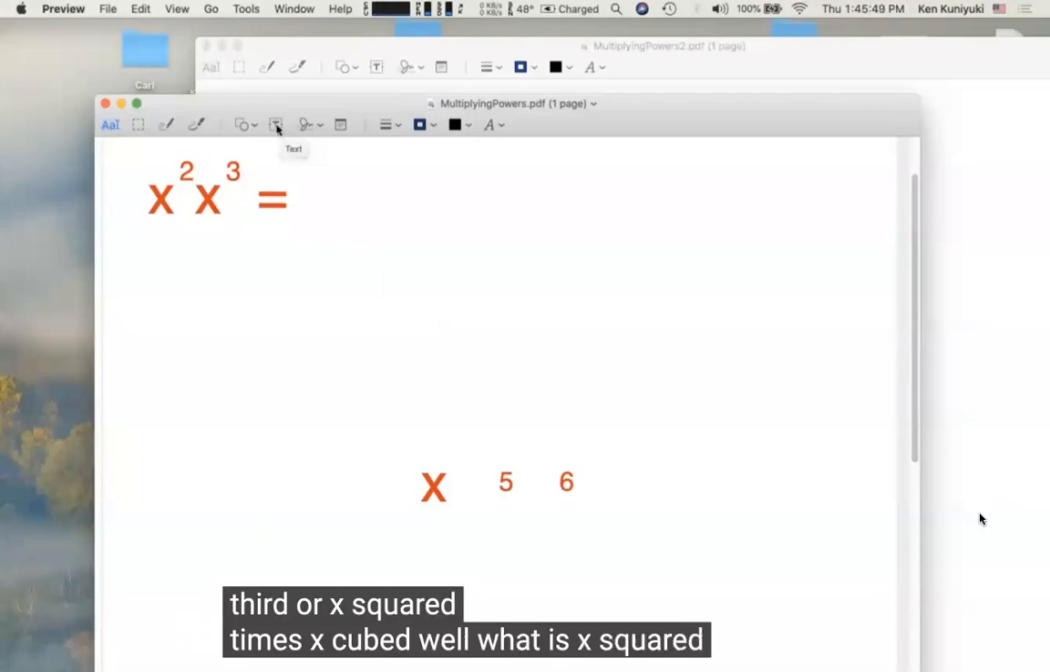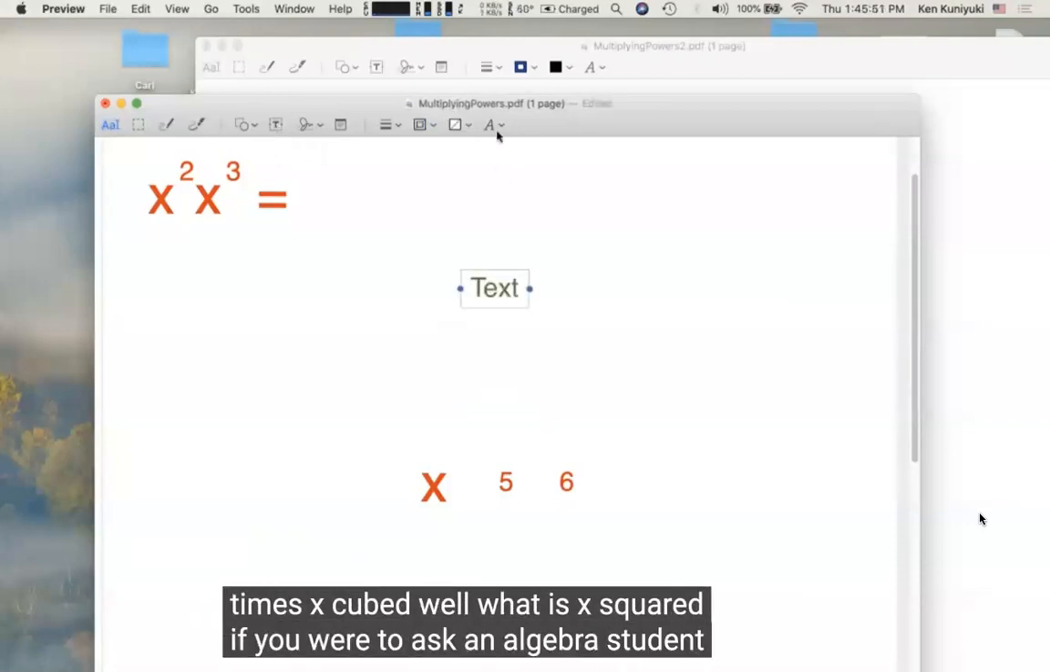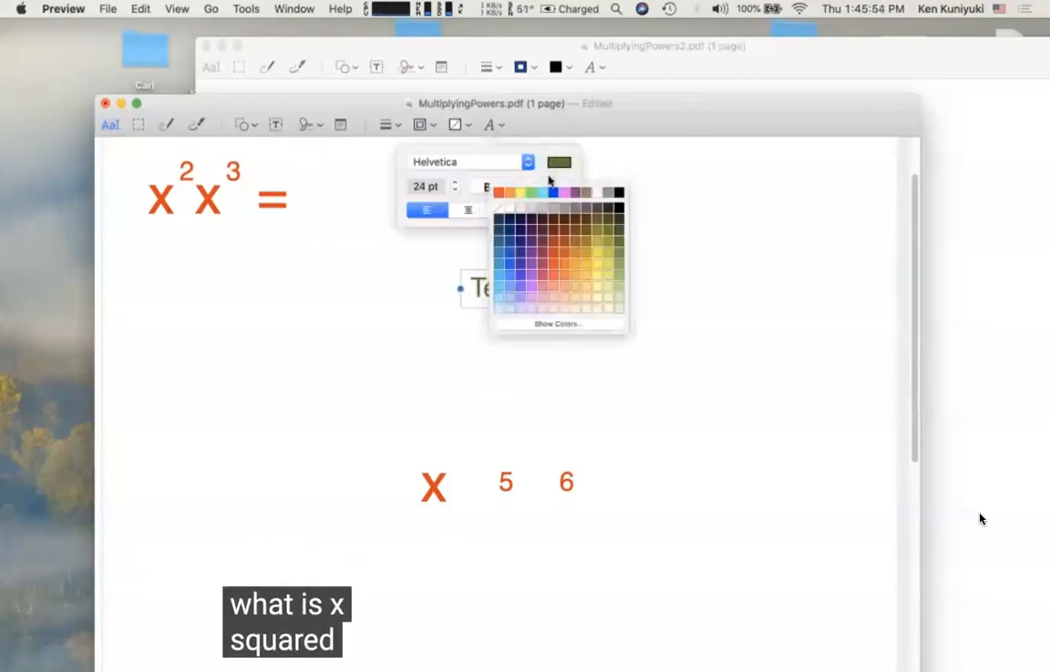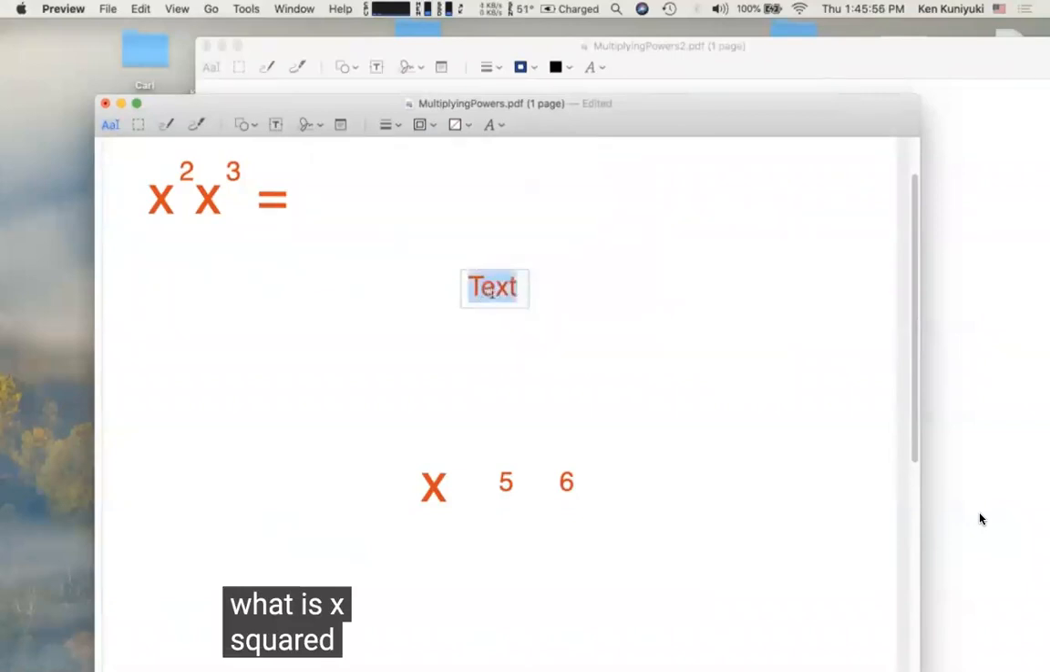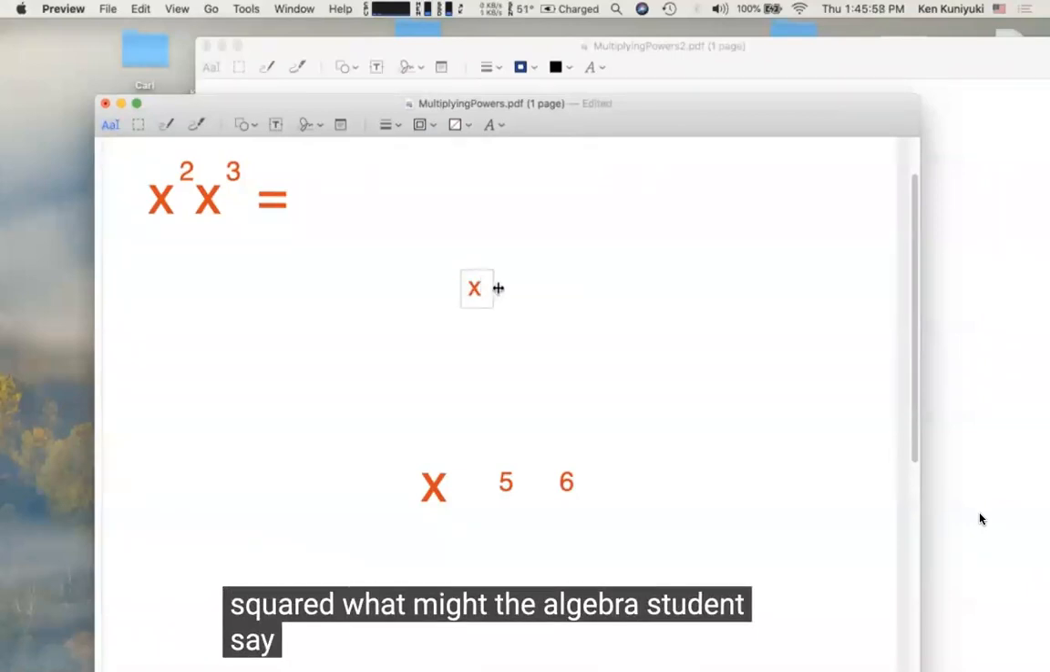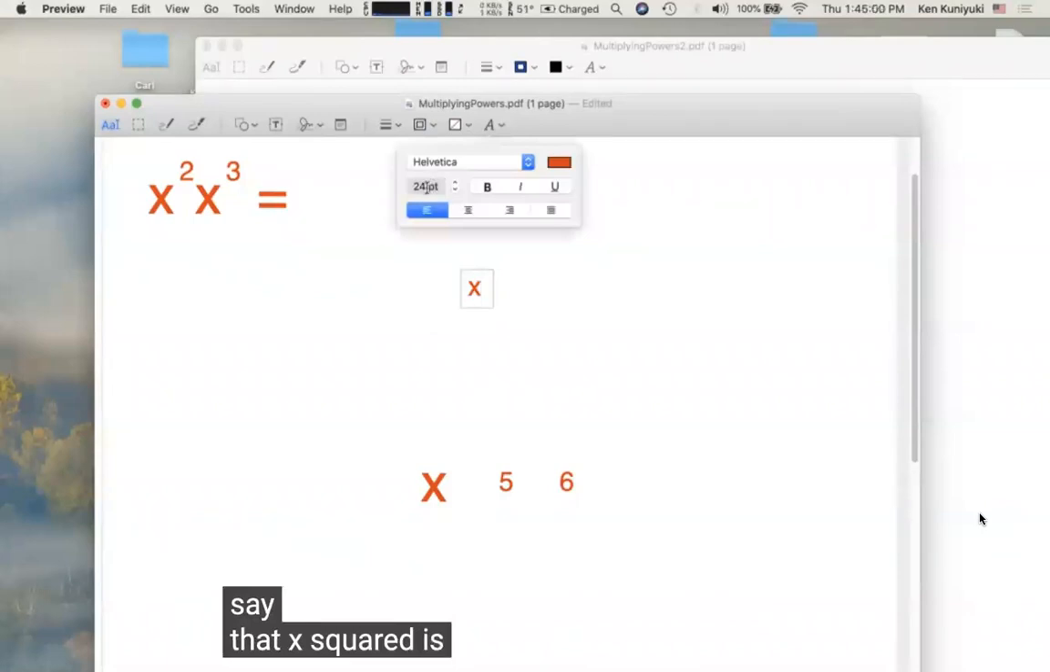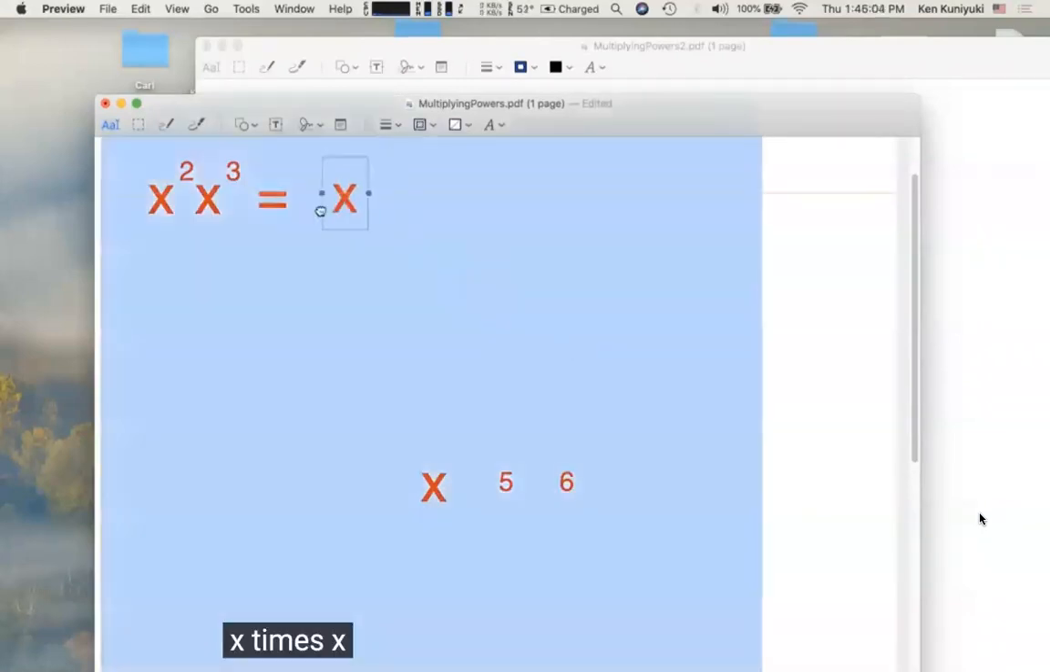Well, what is x squared? If you were to ask an algebra student, what is x squared? What might the algebra student say? That x squared is x times x.